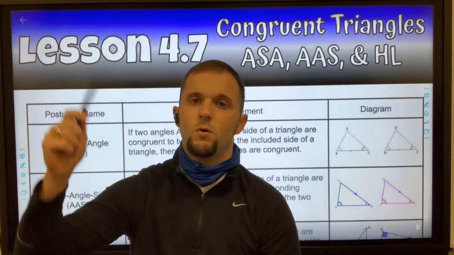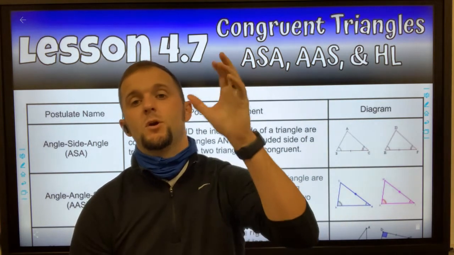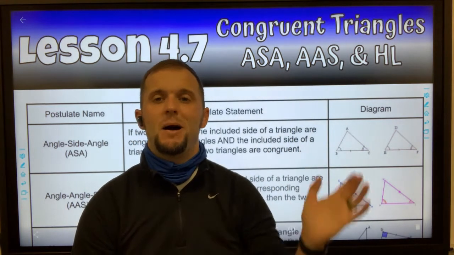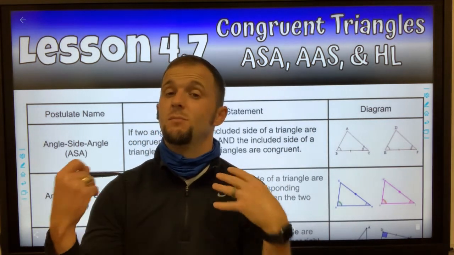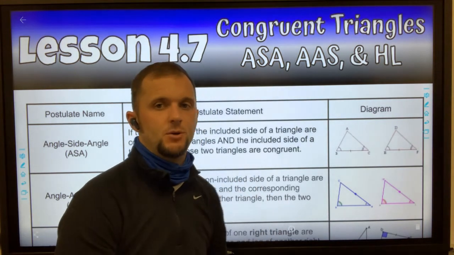We're moving further into Unit 4. We're doing lesson 4.7, which is more congruent triangles. We're going to be doing angle, side, angle, angle, angle, side, and hypotenuse leg. This is just going to be some more ways that you can prove triangles are congruent to each other. Let's jump into it.